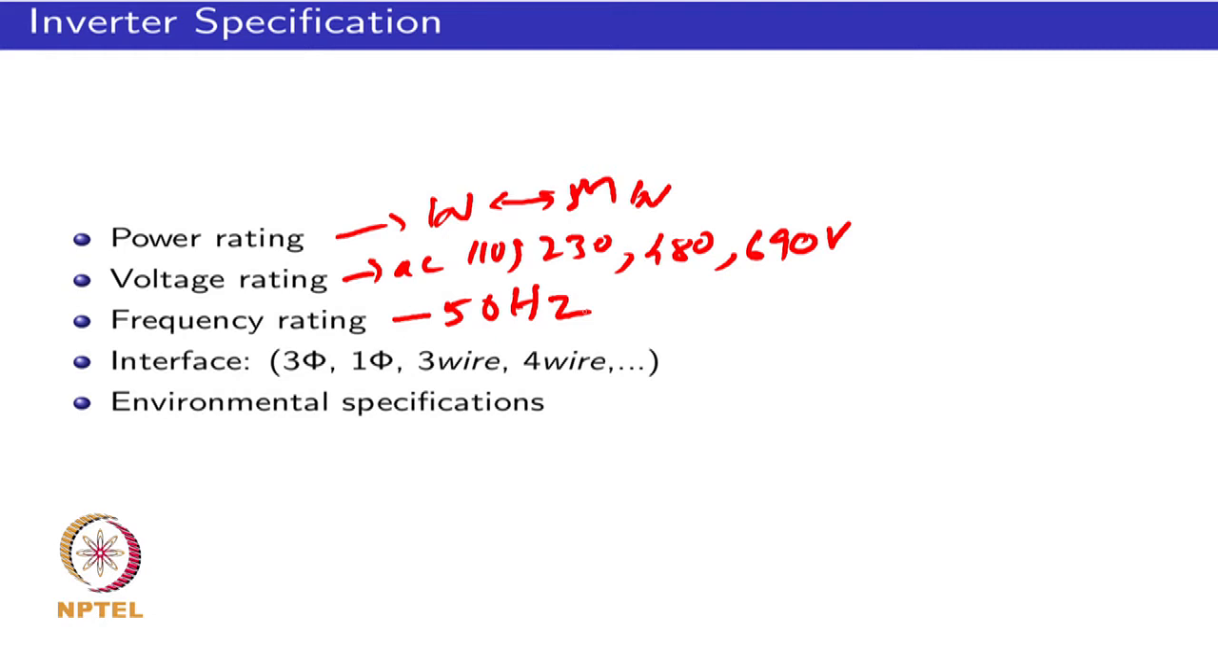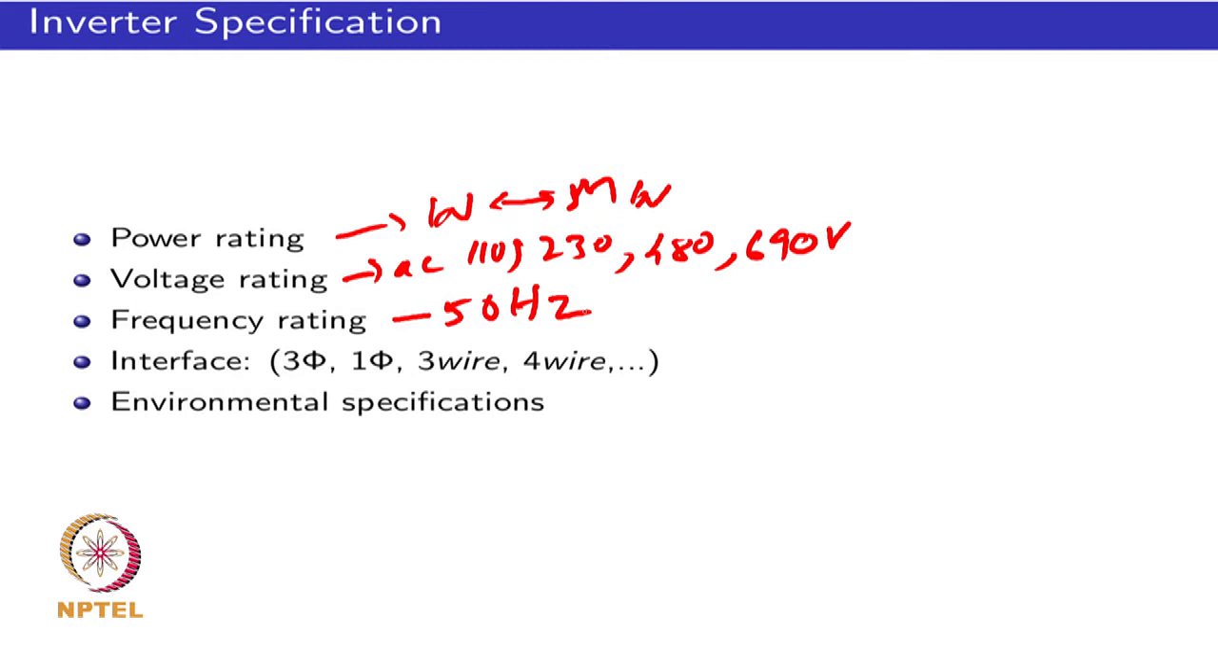Again, the electrical interface required is also an important consideration. By electrical interface, the most basic aspect is whether it is a three phase system or a single phase system, whether you have three wires, four wires. So the number of AC connections coming into your power converter is an important aspect of the design. What we have been considering in our basic design is a single phase power converter.